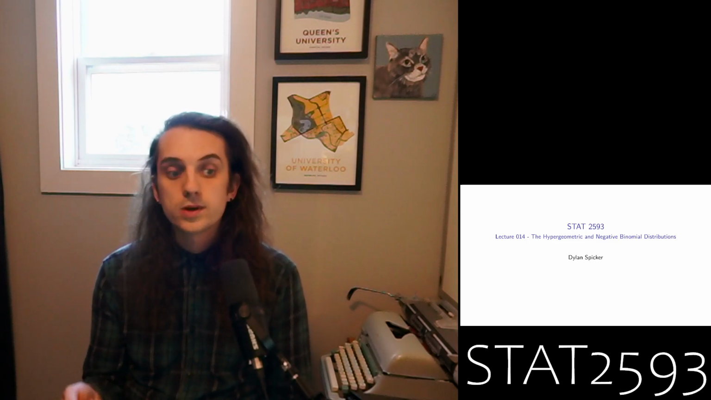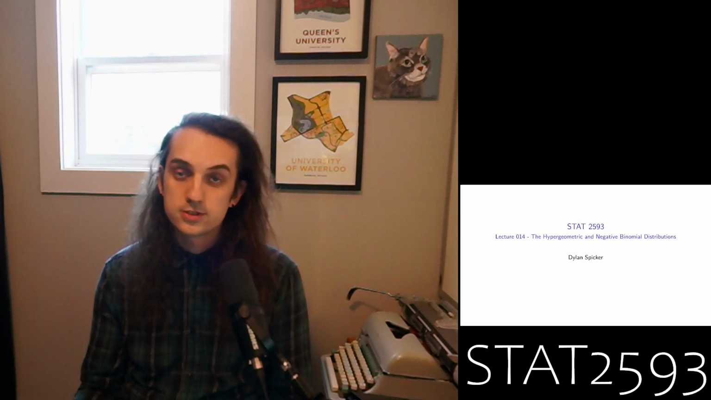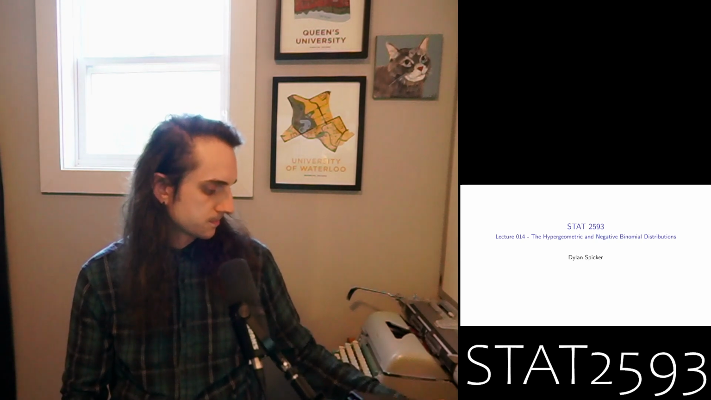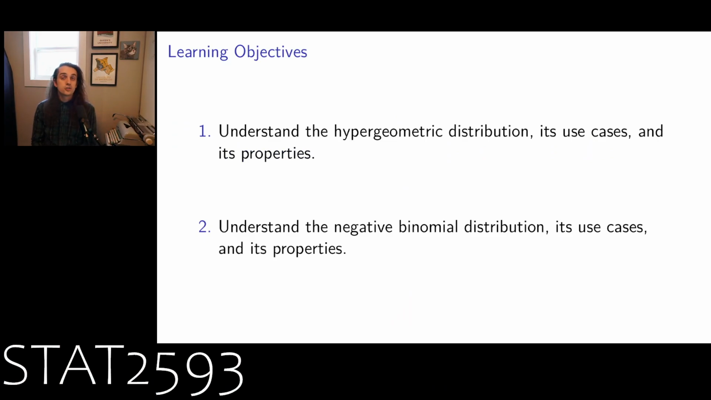In the next lecture, we will look at the Poisson distribution, which will be the final discrete one that we look at before we move on to talking about continuous probability distributions. So just like we wanted to understand the binomial distribution, in this lecture, we want to understand the hypergeometric distribution, its use cases and properties, and the negative binomial distribution, its use cases and its properties.